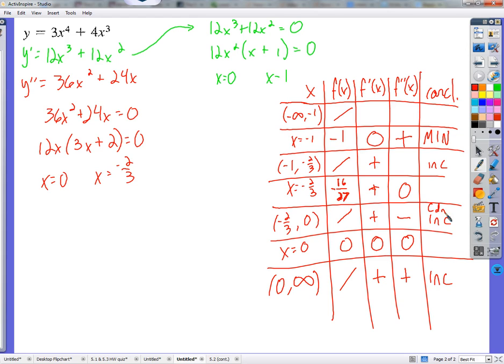Okay? Yes. So if it's concave down and then it's concave up, in between we've got a point of inflection.